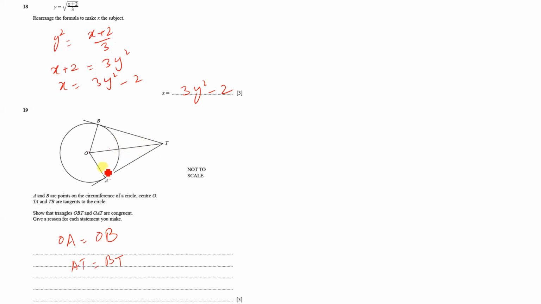And one thing which is also clear is that this angle is a right angle, because this is a tangent line, this is a radius, and both are perpendicular. So angle OAT is equal to angle OBT. Which proves that triangle OBT is congruent to triangle OAT using SAS.